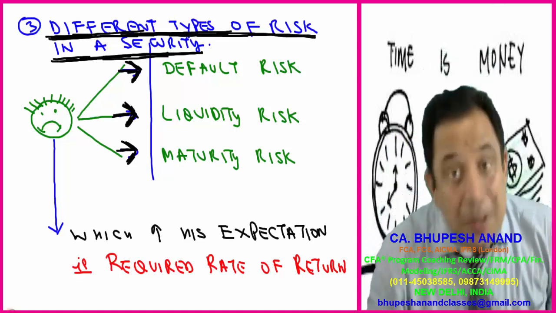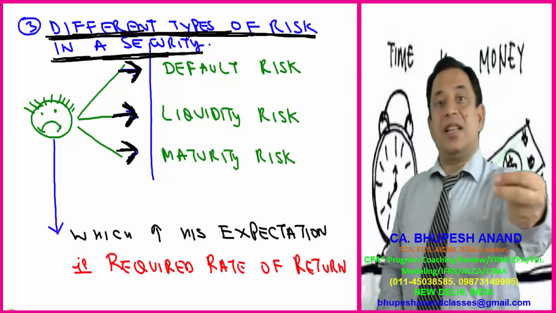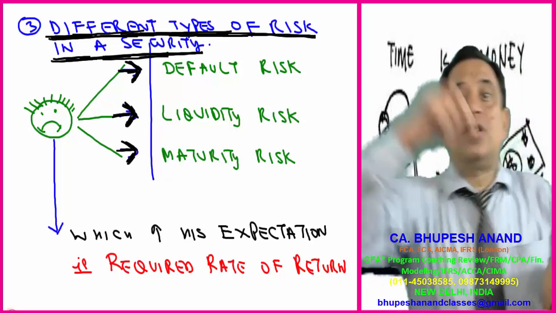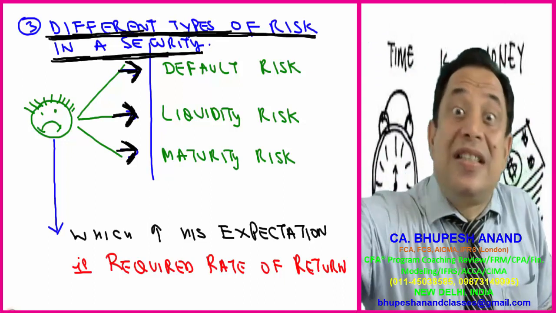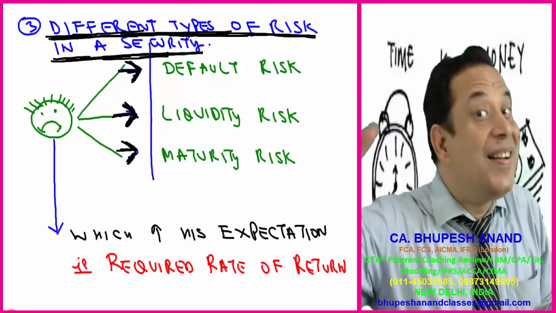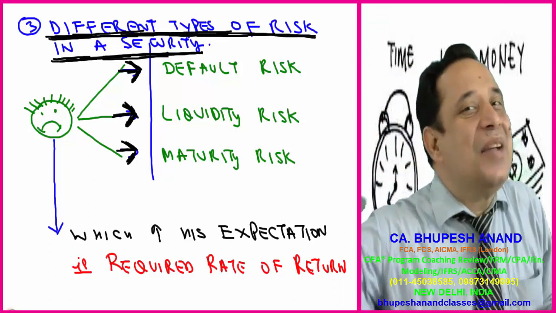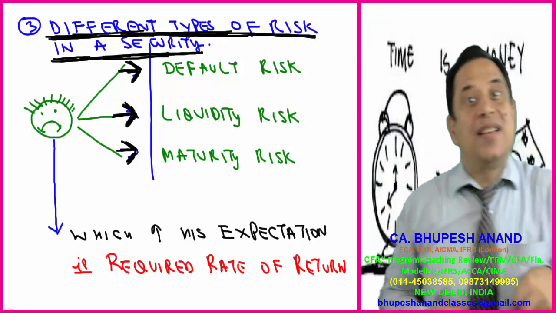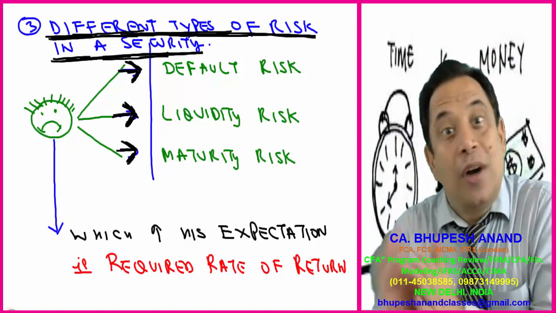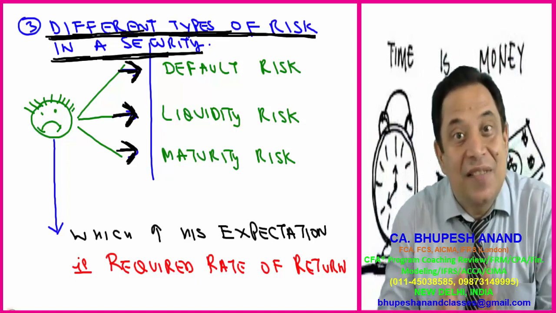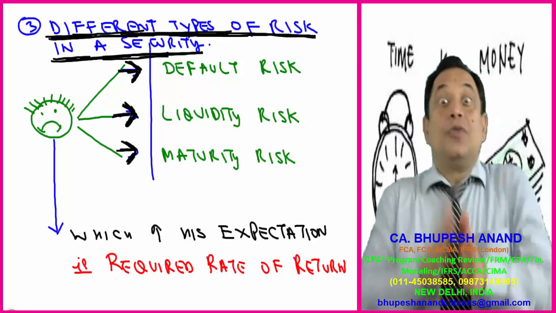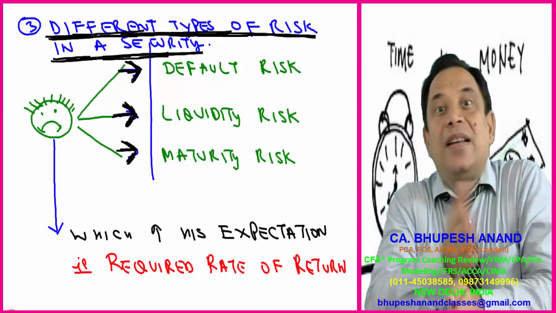Second is liquidity risk. Suppose I have purchased an investment, and if I want to sell it because I require some funds immediately, and I cannot sell it, if it cannot be converted into cash, it is named liquidity risk. And maturity risk: at the time of maturity, I am not getting the money back. So there can be three types of risk which an investor has to face. So for that, he will be expecting some premium.